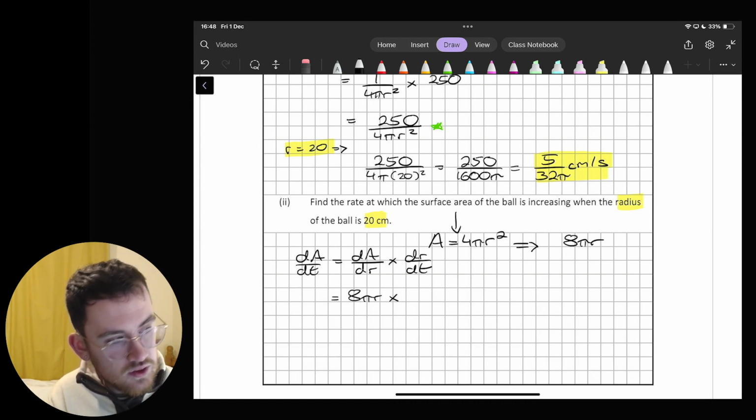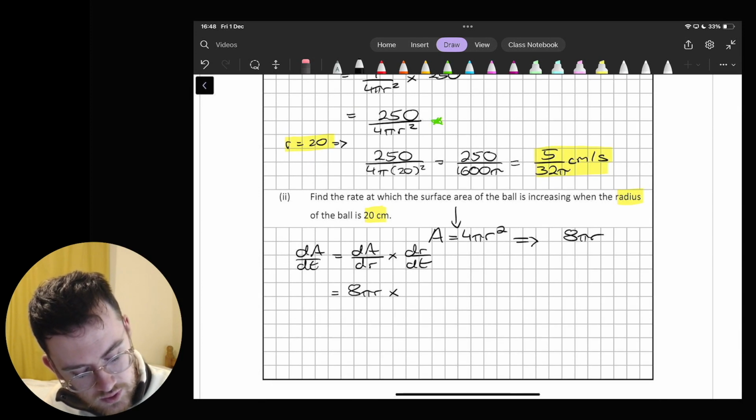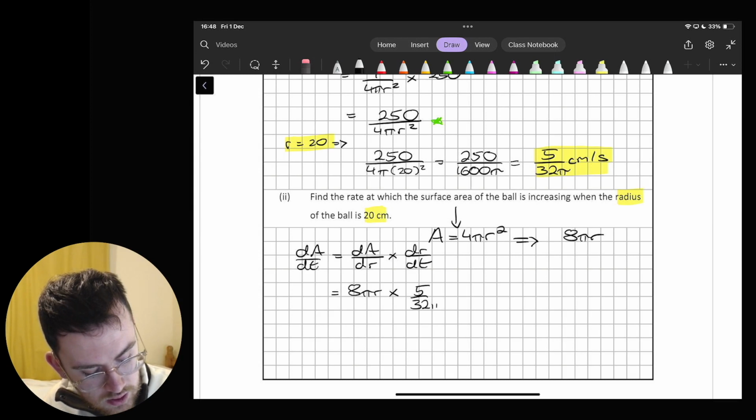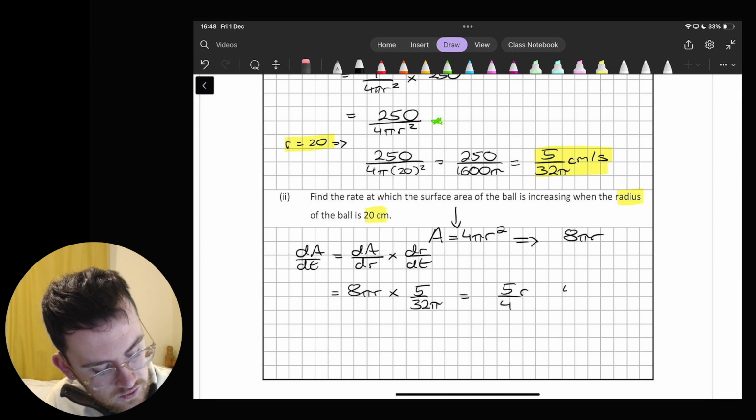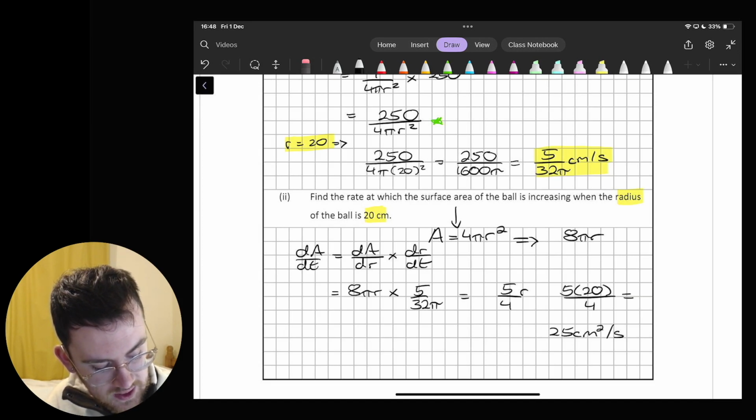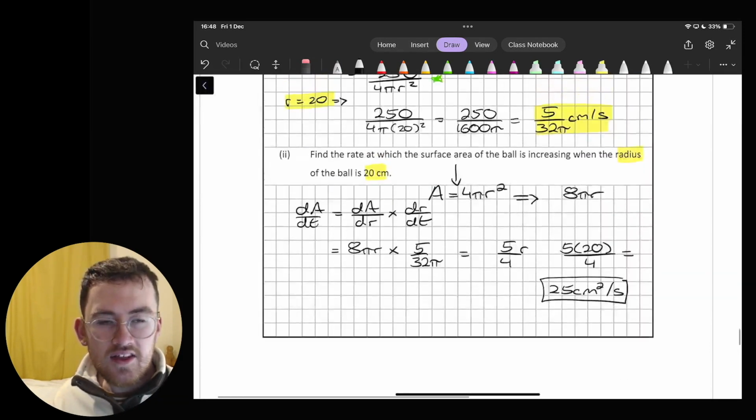So we know dr dt, the radius with respect to time, and we're subbing in that value of 20 there. So 5 over 32 pi. That's going to give me 5 over 4, or I need to sub in r equal to 20. So 5 times 20 over 4, which is going to give me 25 centimeters squared per second. That's my rate of change there, rate of increase. Okay, and that's really the end of that question.